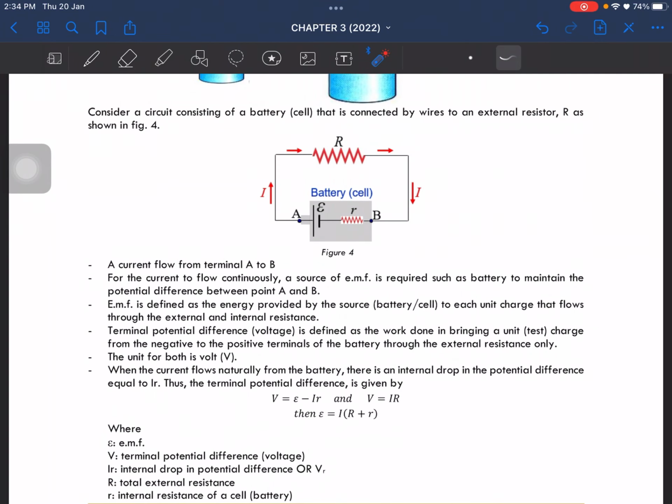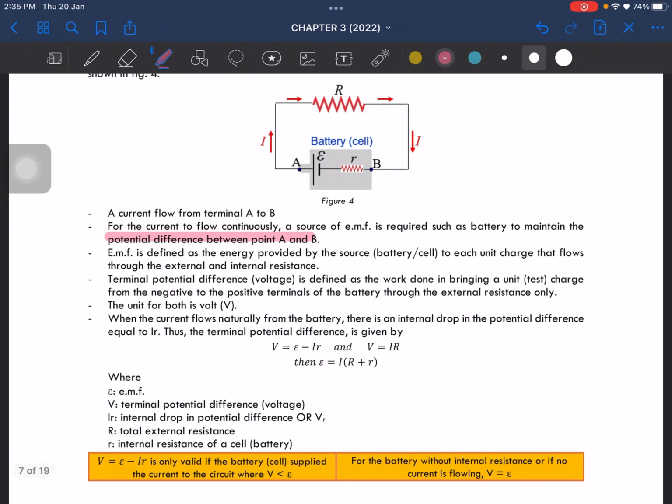So let's consider this circuit, which consists of a cell connected by wires to an external resistor. Okay, so a current will basically flow from the positive terminal to the negative terminal here. So for the current to flow continuously, an EMF is required. So that is the battery. So the battery is used to maintain the potential difference between point A and B.